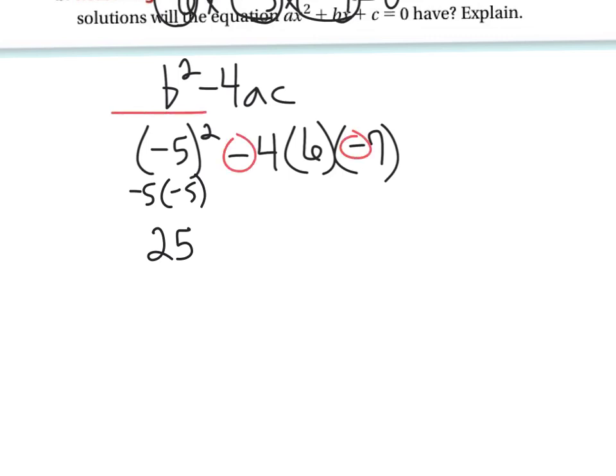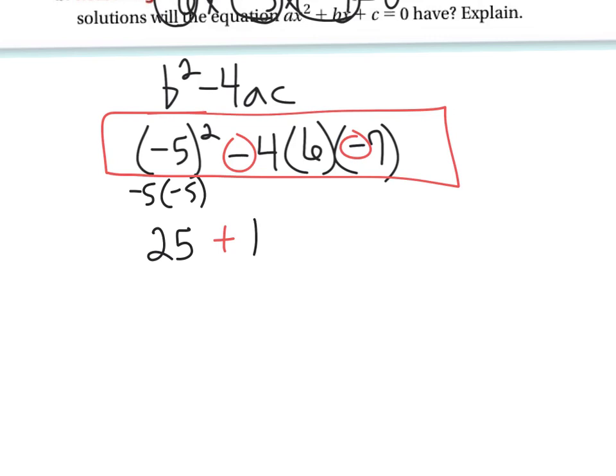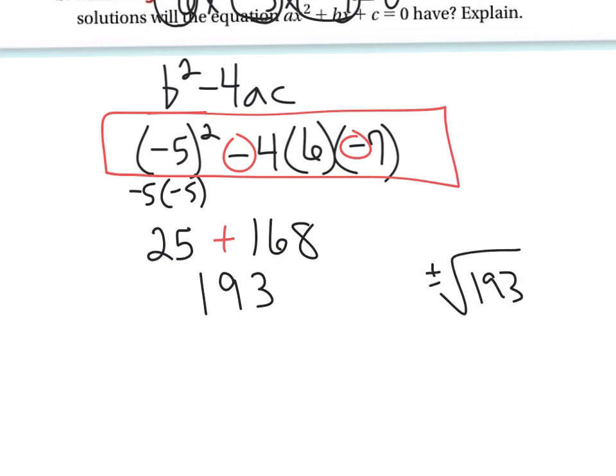Technically we could type all this in, our calculator can handle it, and we would get the answer. Now this other part, if you'll notice, we've got 2 negatives being multiplied back there, so that's going to end up being positive. So that would be 168. We add them together, and I can already see what's going to happen. I'm not really worried about exactly what this number is, but it would be 193. Since this is positive, that means under our square root we would have a positive number, which means we have 2 real number solutions.